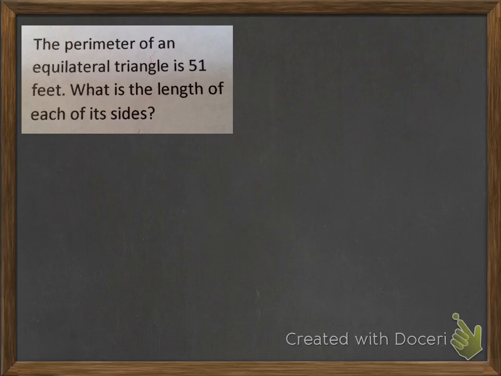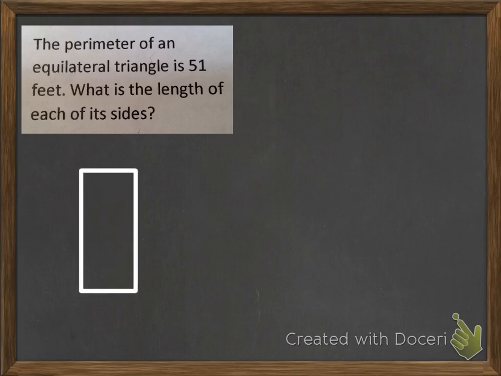The perimeter of an equilateral triangle is 51 feet. What is the length of each of its sides? So I'm going to draw a triangle.